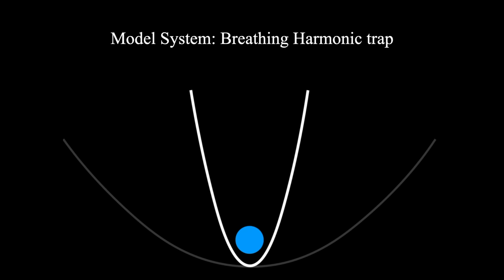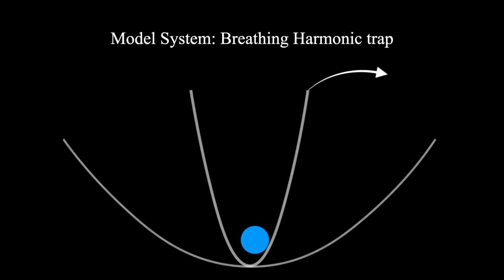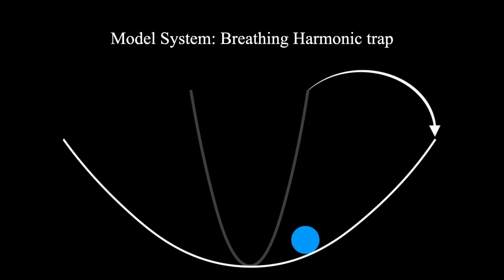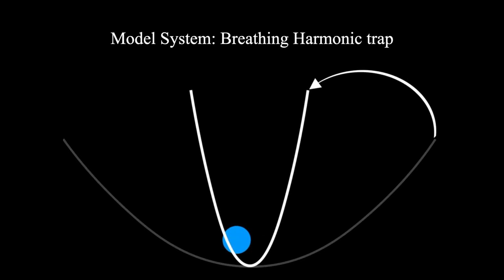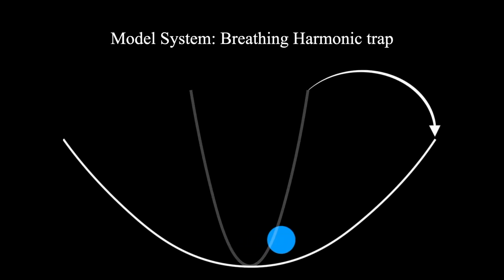So the model system we're going to be looking at is what's known as a breathing harmonic trap, where we change the trap stiffness from some initial tightly confined state to some weakly confined state. And then we do this in both directions and use work measurements in both directions to compute the free energy difference.